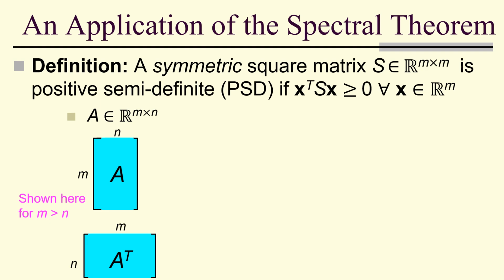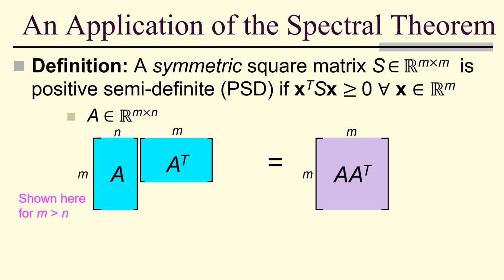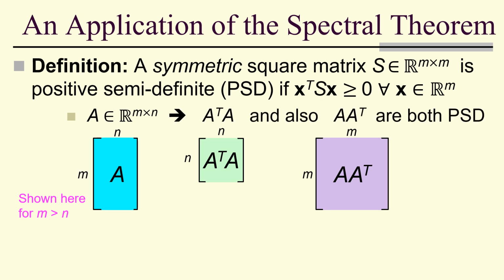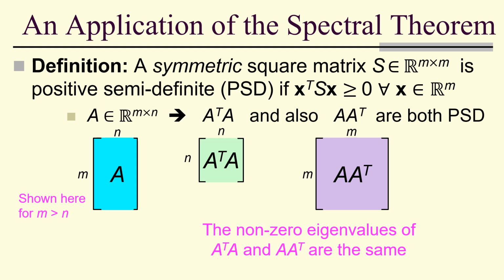It's also going to be a rectangle, but the m rows of the original will now indicate that there are m columns in the transpose. We can multiply A times A transpose, and we get an m by m matrix. And we can multiply A transpose A and get an n by n matrix. And the nice thing is, you can show that A transpose A and AA transpose are both positive semi-definite matrices, and their non-zero eigenvalues are the same.